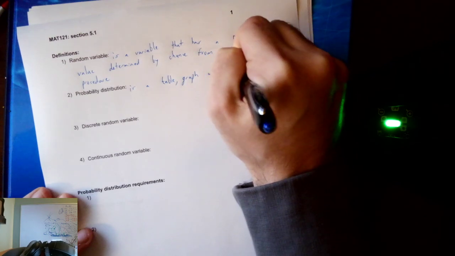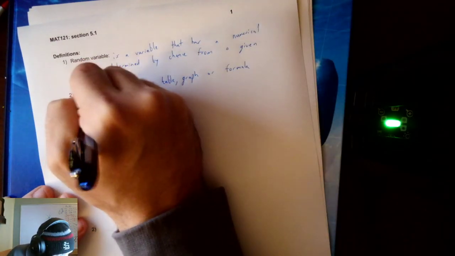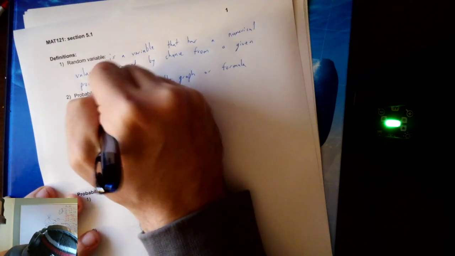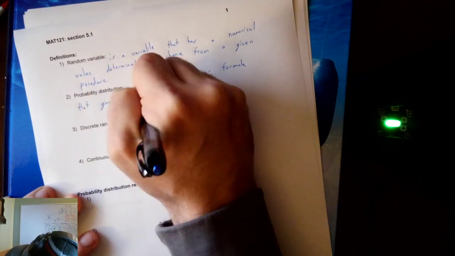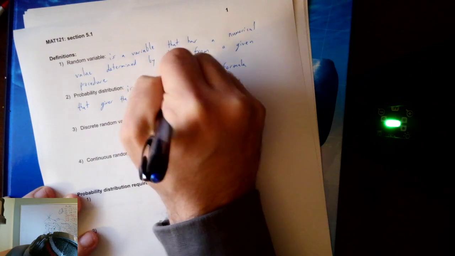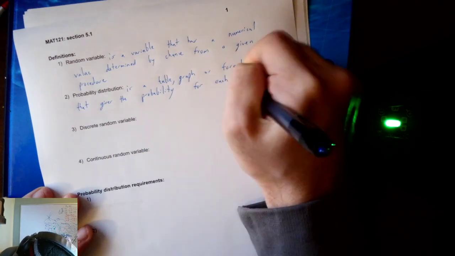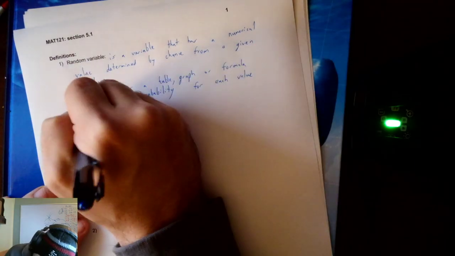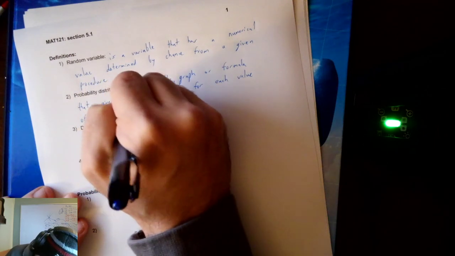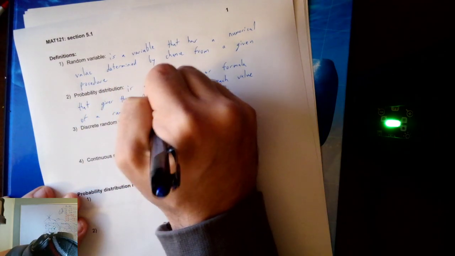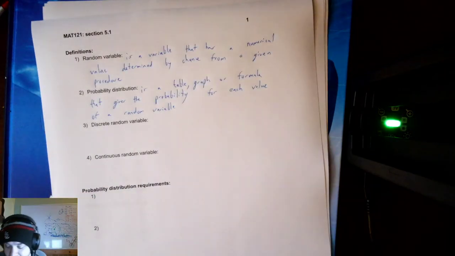A probability distribution is a table, graph, or formula that gives the probability for each value of a random variable. It's a table, graph, or formula that gives the probability for each value of a random variable. It tells you all of the outcomes and all of their associated probabilities.